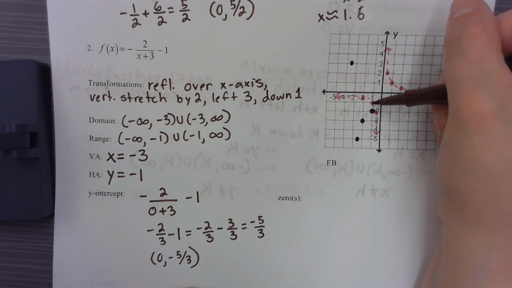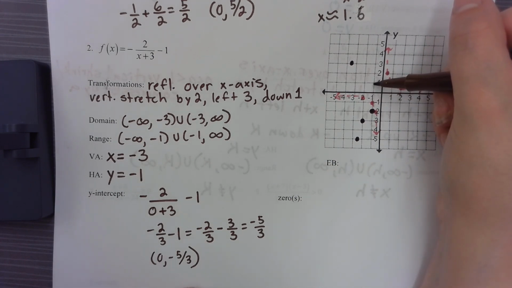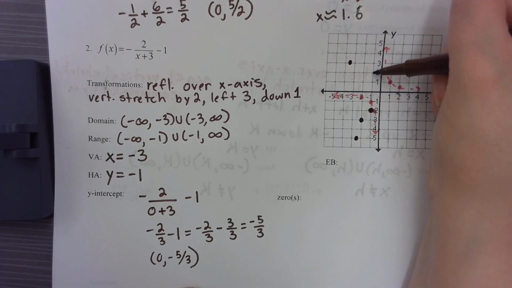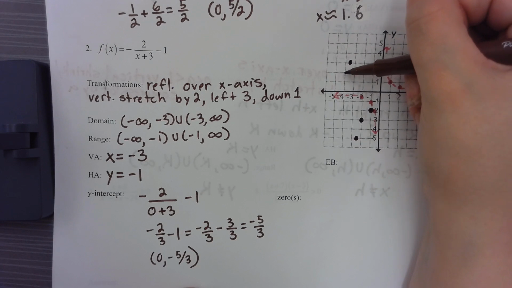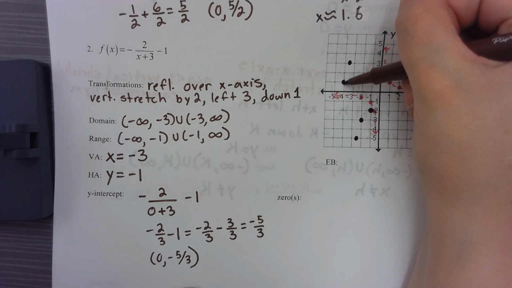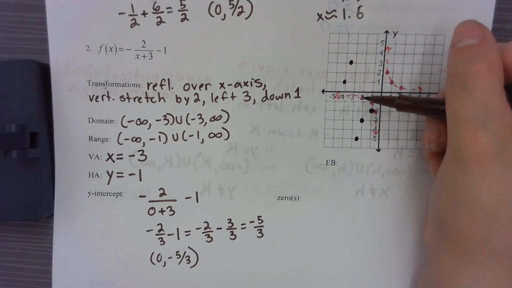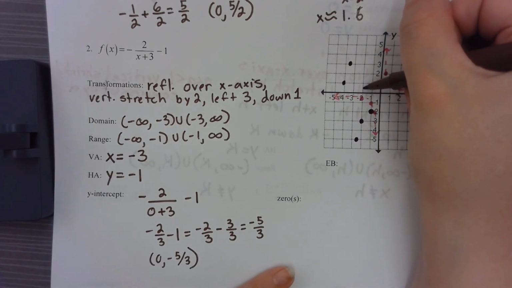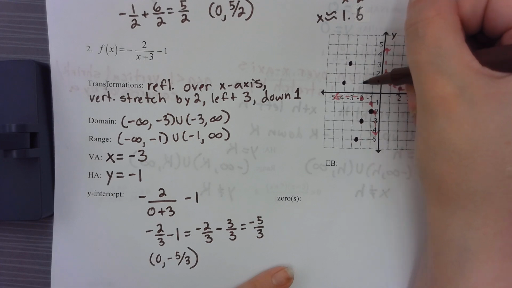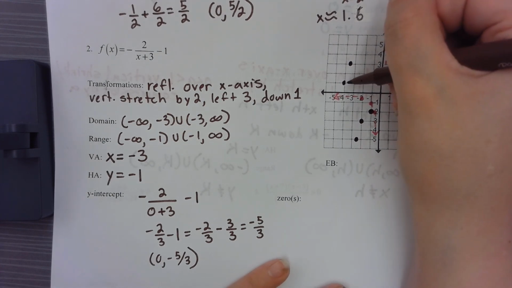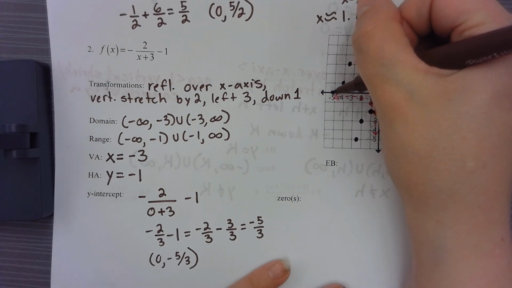Okay, 1, -1 will reflect, so it's -1, 1. Vertically stretch, so it's -1, 2. And then we're going to move left 3, 1, 2, 3, down 1. Last one, -2, -1/2 will reflect to be -2, +1/2. Vertically stretched to be -2, +1, and then it'll go left 3 and down 1.